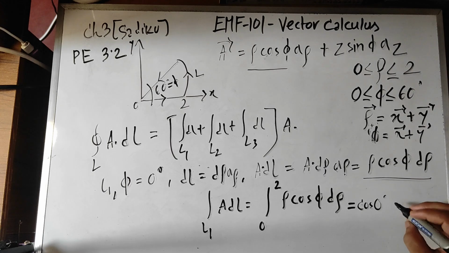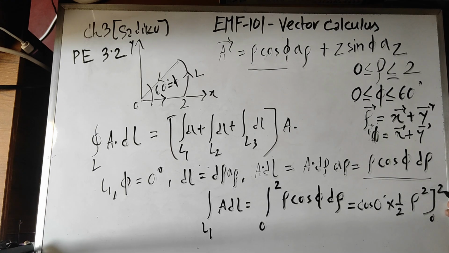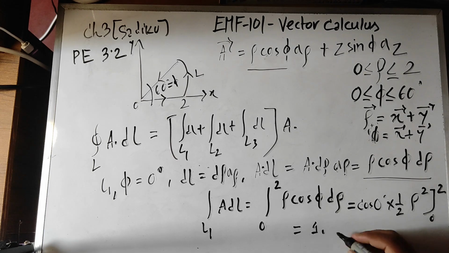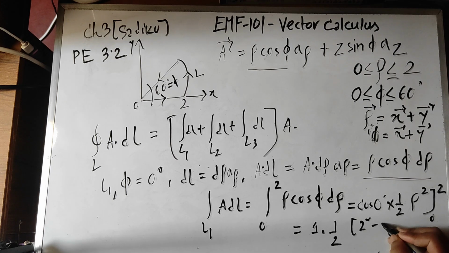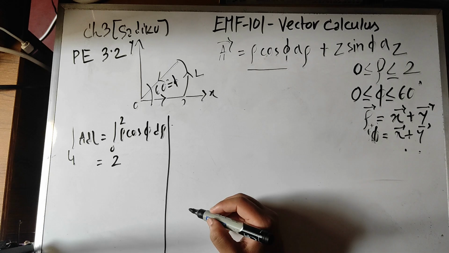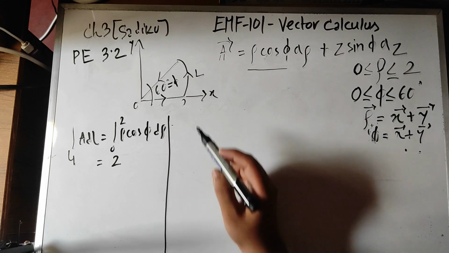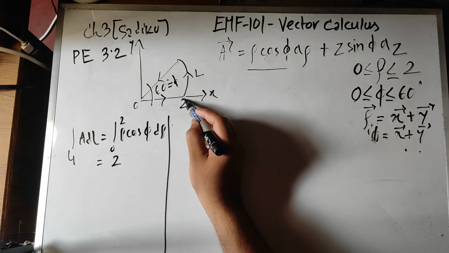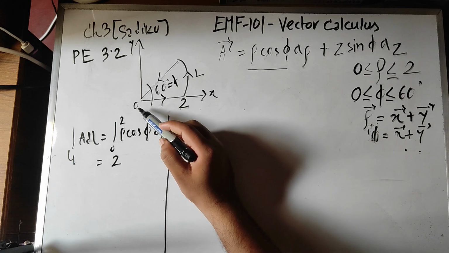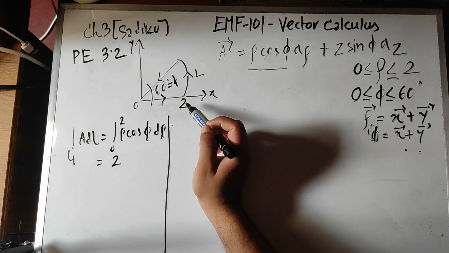So in this case, cos 0 degrees times half rho squared from 0 to 2, which will give us cos 0 is 1, and half of 2 squared minus 0, this will eventually give us 4 by 2, which is 2. So we have found our first integral for the line. So we have integrated from 0 to 2 in the direction x.